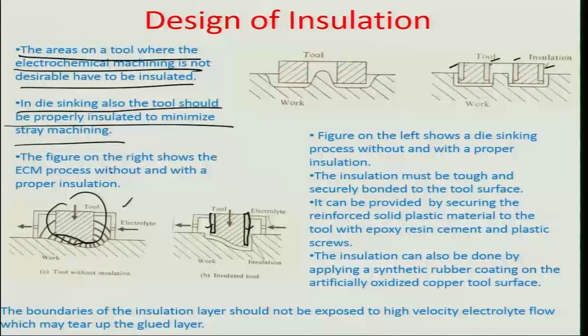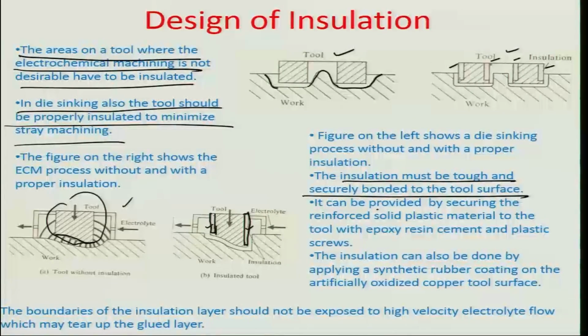So the figure on the right shows the ECM process with and without a proper insulation. Again here this is without the insulation. You can see the regions developing shallow and the die sinking not appropriately done, and with insulation the same problems do not arise. Further, the insulation must be tough and securely bonded to the tool surface, because obviously if it comes out during the machining operation, it is going to jeopardize the surface of the tool over which it was pasted, and the tool may change shape and size because of the coming out of the insulation.